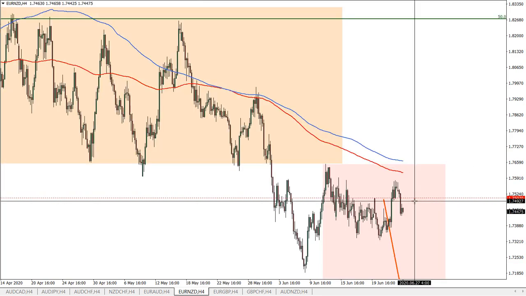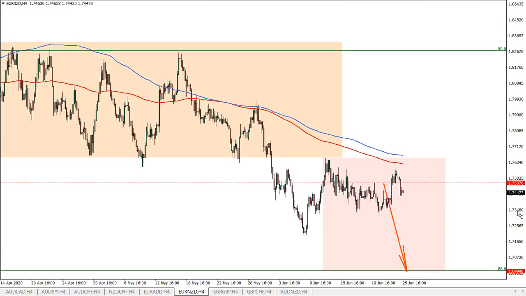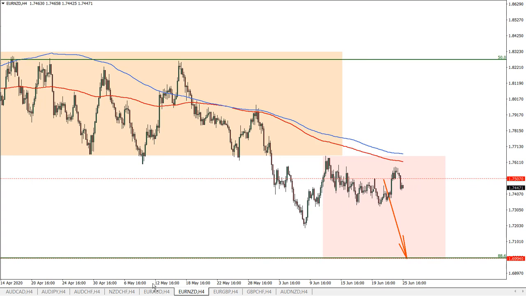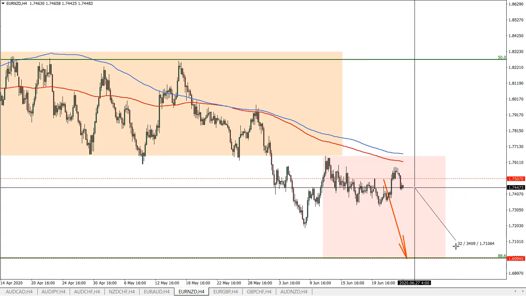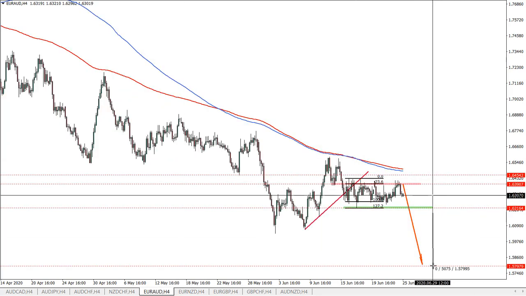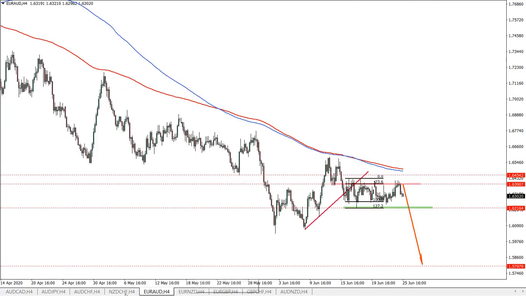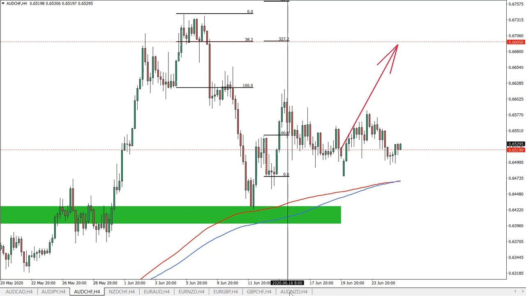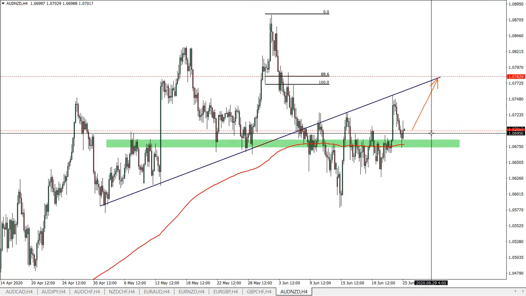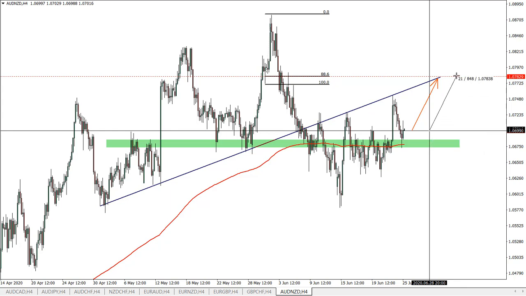Euro New Zealand dollar, also it should be moving slower than, for example, Euro Australian dollar. As we can see, the target here is 440 pips, Euro Australian 500 pips. And this is basically a 50 pip move on the Euro Australian dollar. Let's see how much we have here. We have here 80 pips. Let's see how it goes.